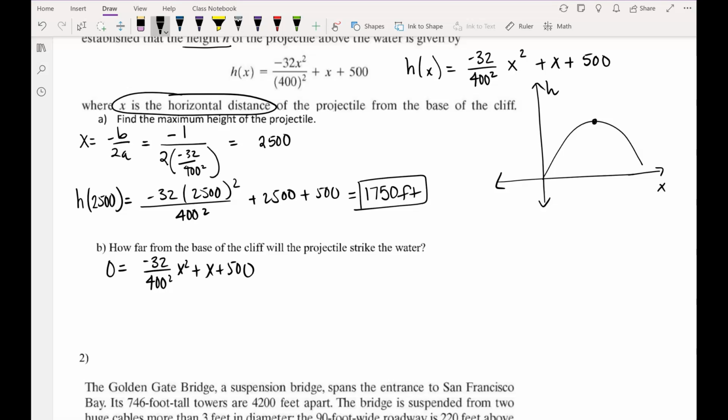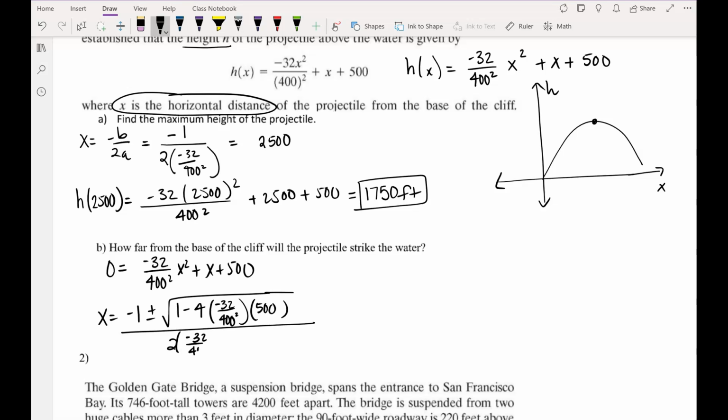So you can sit here and use the quadratic formula, which is x equals negative b, which is negative 1, plus or minus the square root of b squared, which is 1, minus 4 times a, which is negative 32 over 400 squared, times c, which is 500, all over 2 times a. So 2 times, again, a is negative 32 all over 400 squared. Go ahead and use your calculator, punch it in, and then let's see if your answers match.